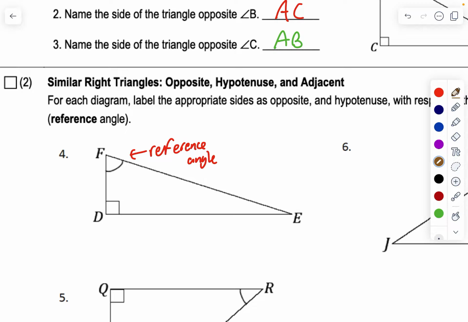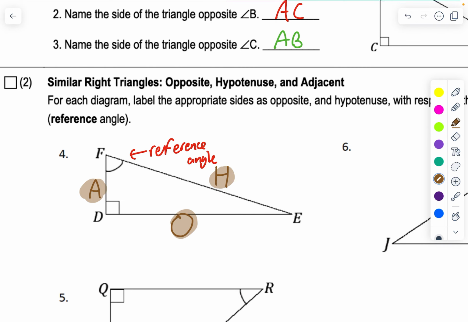The opposite side is going to be down here. The adjacent side is right over there. Hypotenuse is always across from the right angle. Opposite, right over here, hypotenuse, and adjacent.